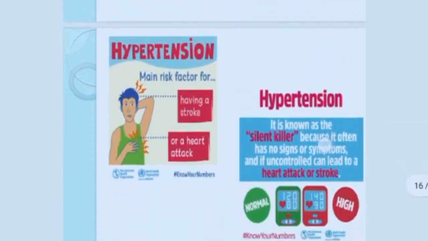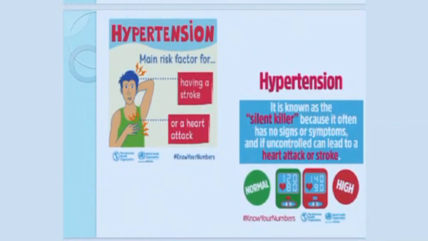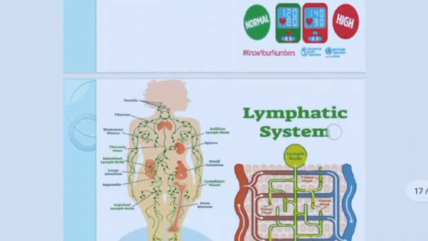What is hypertension or high BP? It is one of the main risk factors for having a stroke or a heart attack. Hypertension is known as the silent killer because it often has no signs or symptoms, and if uncontrolled, it can lead to heart attack or stroke.